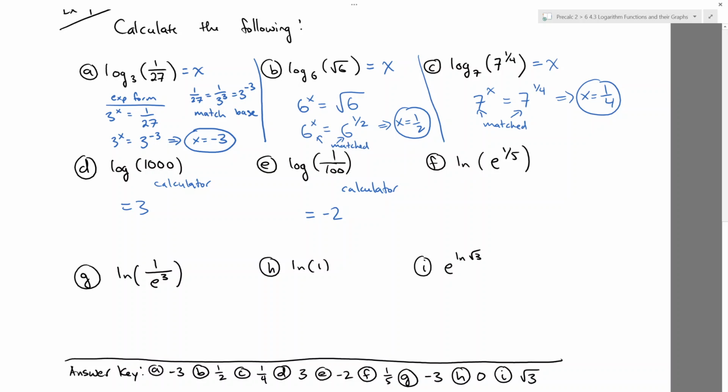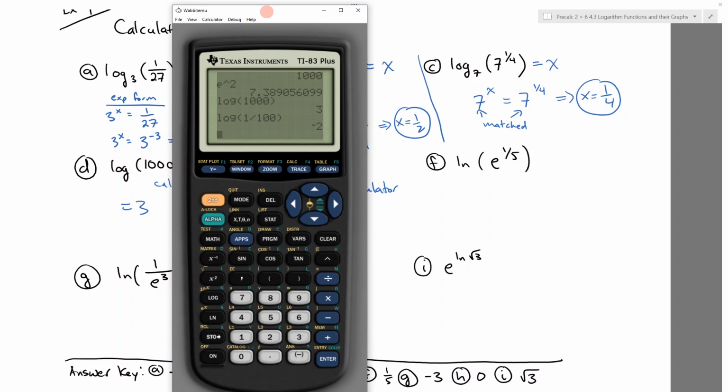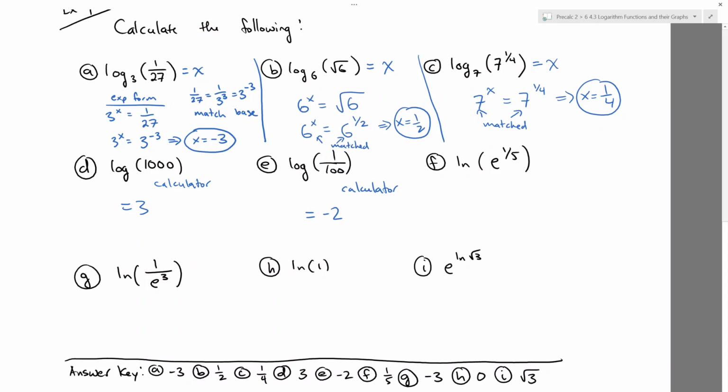And even for the natural log, we have the natural log on the calculator, right? So natural log of e to the 1/5. Natural log, e is here, to the exponent 1/5 should be in parentheses, close parentheses, close parentheses. So natural log of e to the 1/5 is 0.2. But 0.2 as a decimal is the same thing as 1/5.